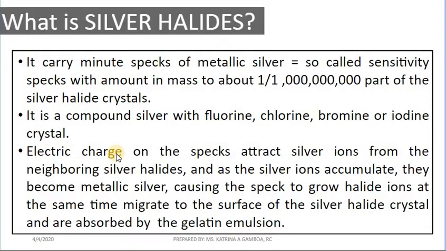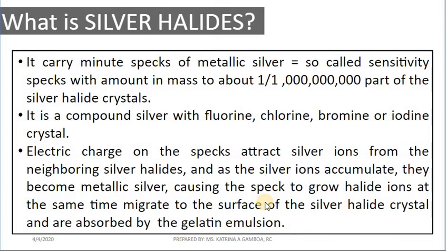So, what is silver halides? Ano ba yung silver halides na to? So, it carries minute specks of metallic silver, so-called sensitivity specks, with an amount in mass of about 1 over 1 billion part of the silver halide crystals. It is a compound of silver with fluorine, chlorine, bromine, or iodine crystal. The electric charge on the specks attracts silver ions from the neighboring silver halides, and as the silver ions accumulate, they become metallic silver, causing the speck to grow. At the same time, halide ions migrate to the surface of the silver halide crystals and are absorbed by the gelatin emulsions.